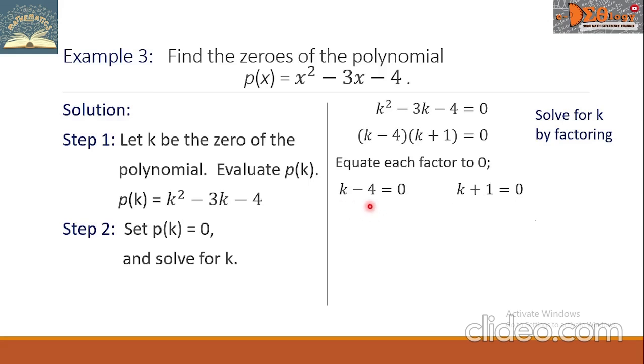In the first equation, we transpose the -4 to the right. So the value of k equals 4. In the second equation, we transpose the positive 1 to the right. So k equals -1. These are the values and we call them zeros of the polynomial.